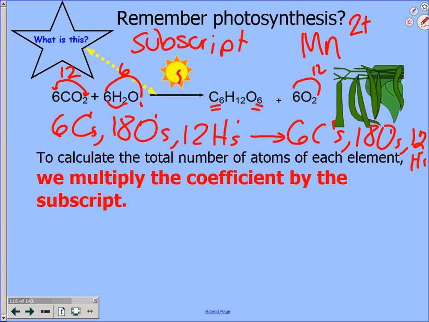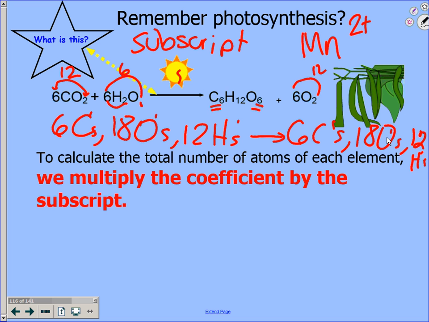Yes. And we have to make sure we don't break the law. The law is the law of conservation of matter. We make sure we don't break the law by adding coefficients. So essentially, the reaction, carbon dioxide plus water makes glucose and oxygen, is just the photosynthesis reaction.